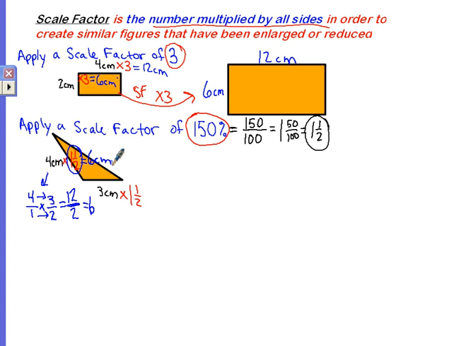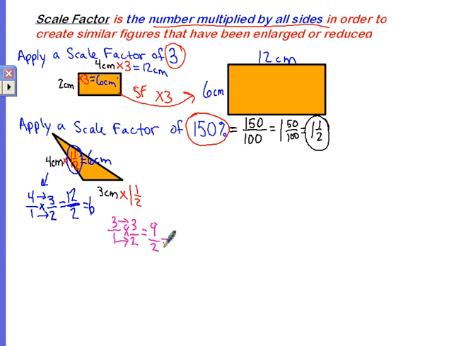Now I look at my other shorter side. I have my 3 centimeters times 1 and 1/2. So again, to multiply, 3 is the same as 3 over 1 since I'm multiplying fractions. 1 and 1/2, again, I make improper so that I can just multiply straight across, which is 3 halves. 3 times 3 is 9. 1 times 2 is 2.